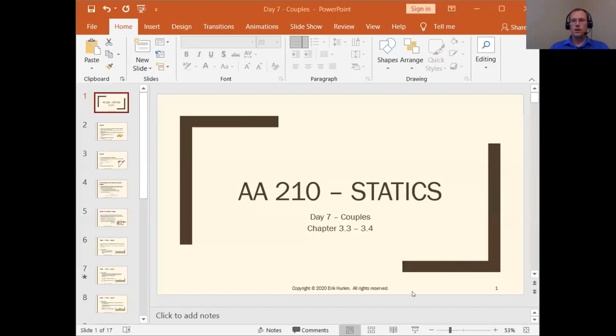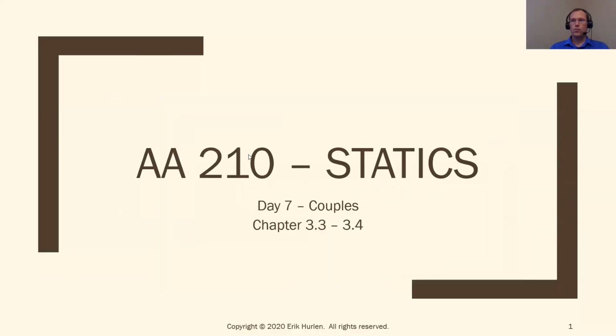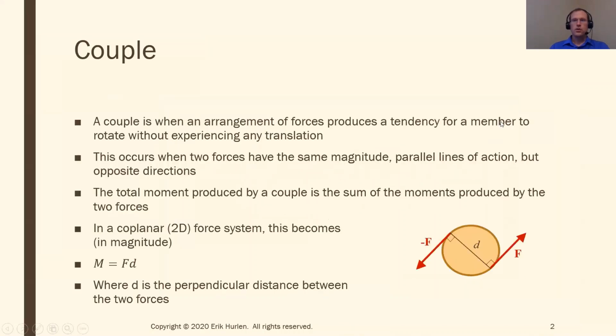All right, so today we're going to continue dealing with moments and rotational aspects. So specifically going to talk about couples. One way to create a moment is basically by having two forces that are equal and opposite, that are stretched some distance apart from each other.